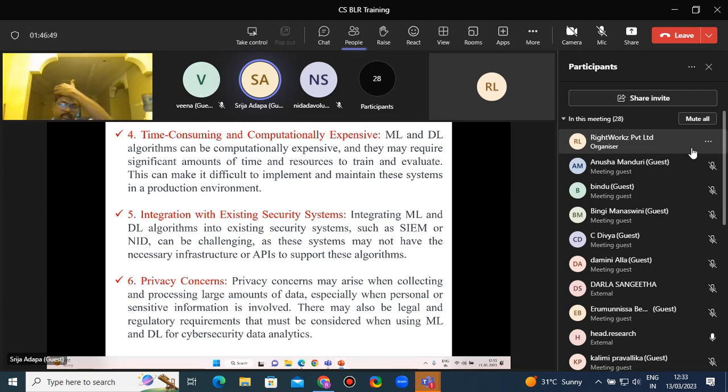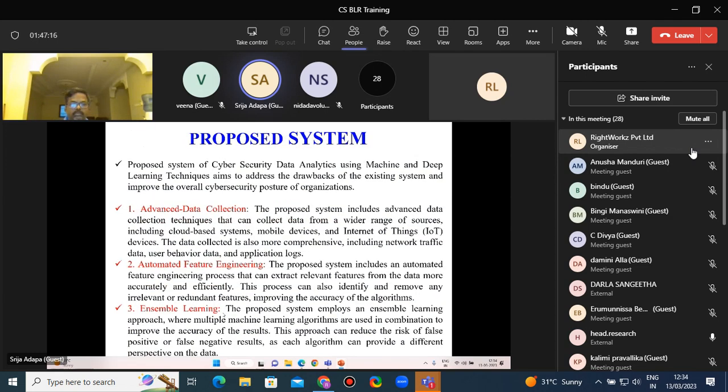and evaluate the data. Next one is integration with the existing security systems. Integrating ML and DL algorithms into existing security systems such as SIEM or NIDS can be challenging, as these systems may not have the necessary infrastructure. Privacy concerns. Privacy concerns may arise when collecting and processing large amounts of data, especially when personal or sensitive information is involved. Next one is proposed system.